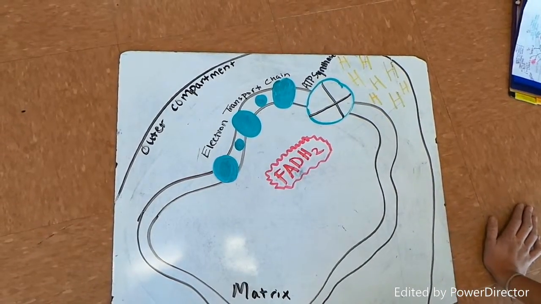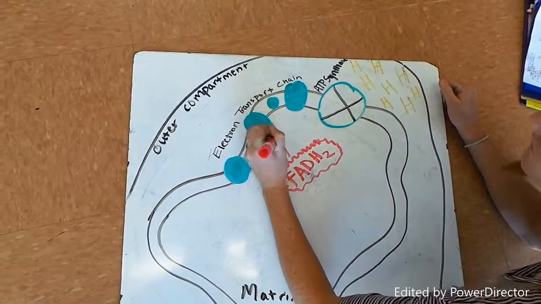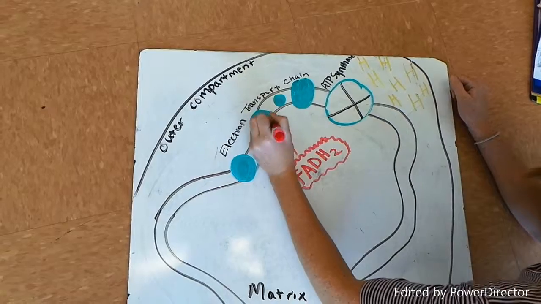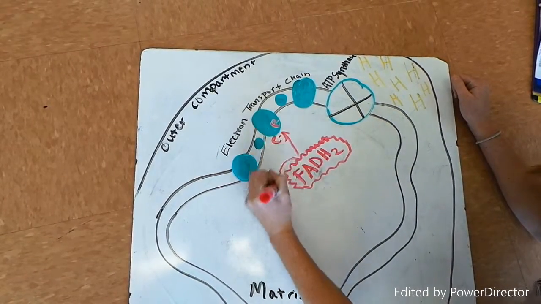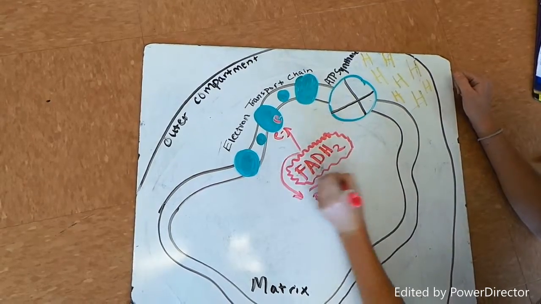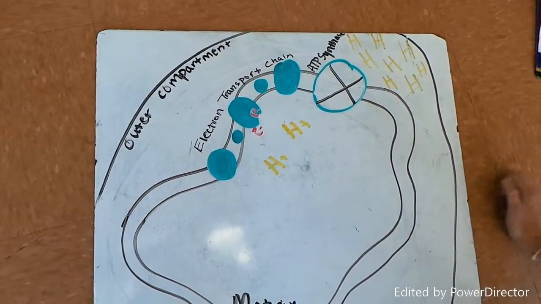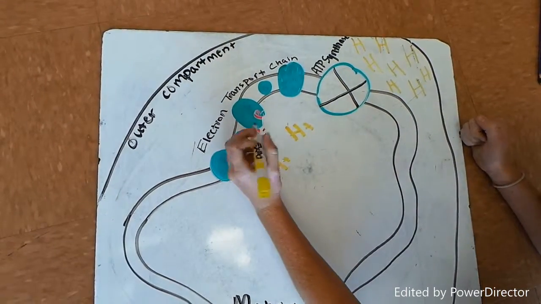FADH2 transfers electrons to the second ion pump in the electron transport chain. This forms FAD. Hydrogen ions are pumped through the protein to the outer compartment.